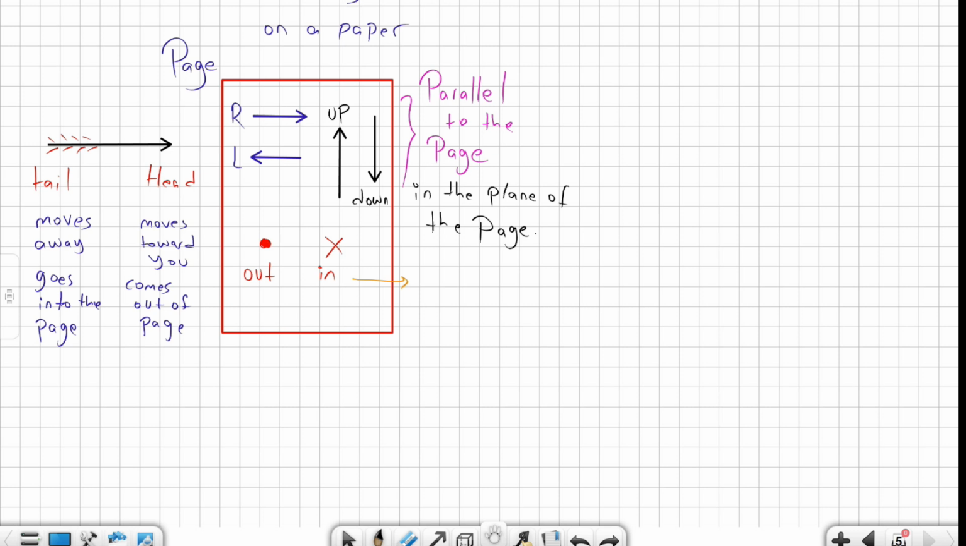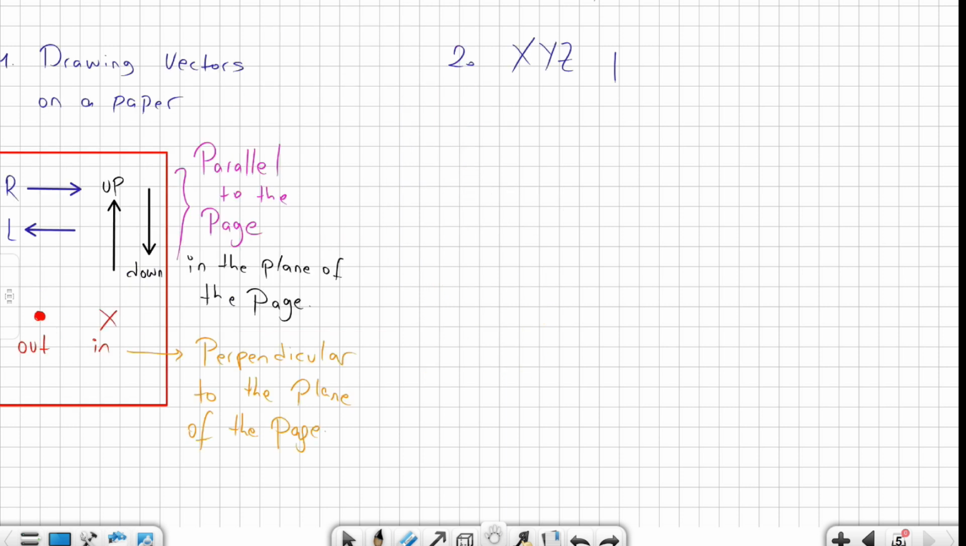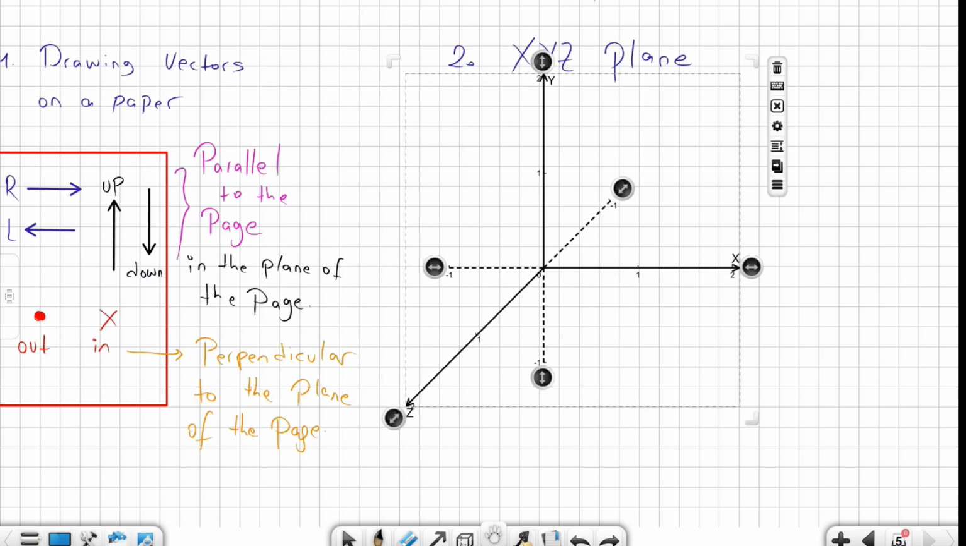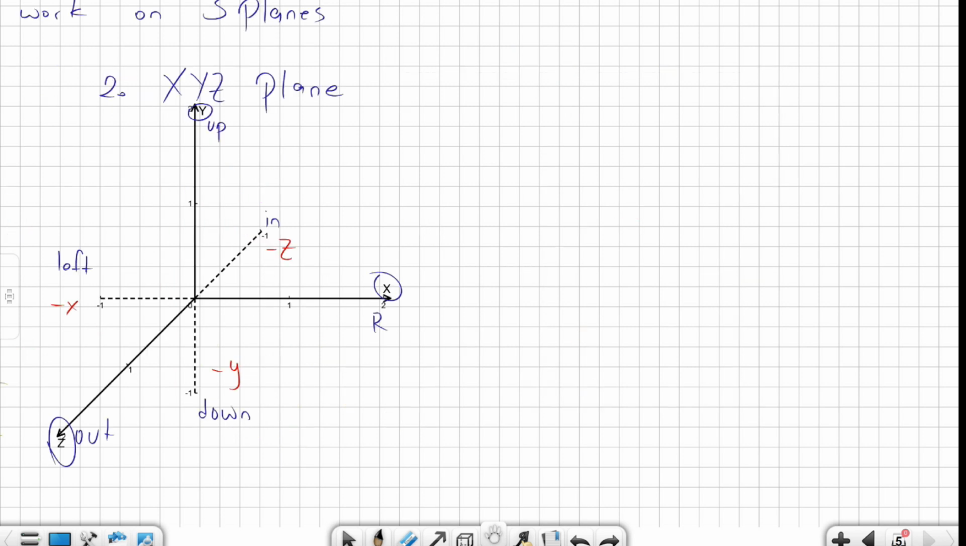Note that into the page and out of the page are perpendicular to the plane of the page, or perpendicular to the page itself. The X, Y, Z coordinate axes are all perpendicular to each other. We can connect it with the first one and say that X is to the right, Y is up, minus Y is down, and minus X is left, plus Z is out, and minus Z is into the page. But please remember, if the question gives you the quantities in terms of X, Y, and Z, your answer must be in terms of X, Y, and Z too.